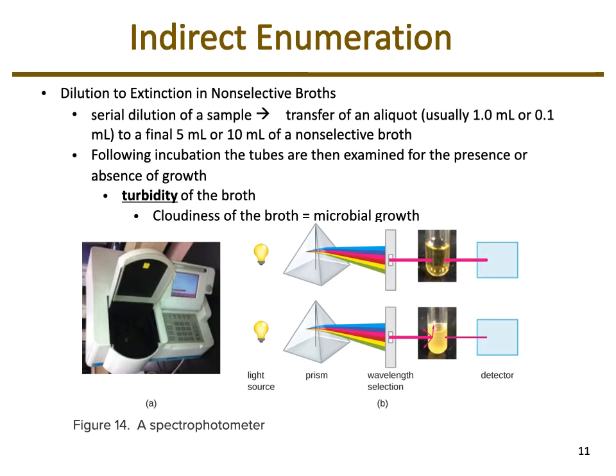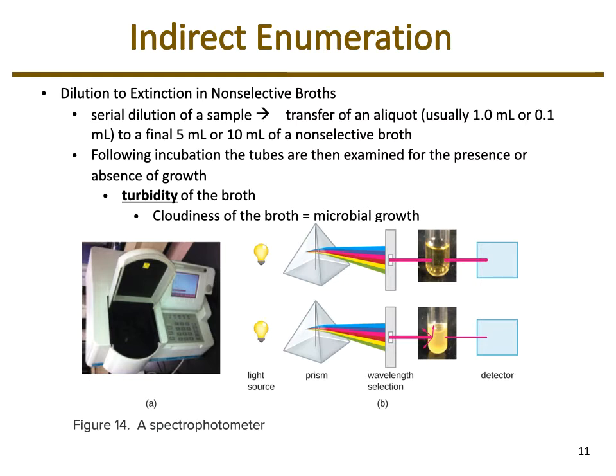We also have indirect enumeration. For this, we're not putting them onto the plate and counting. Probably the most common method you would know about is using a spec. You would take your sample, do a serial dilution, and then take an aliquot, part of that sample, and read it through a spec.